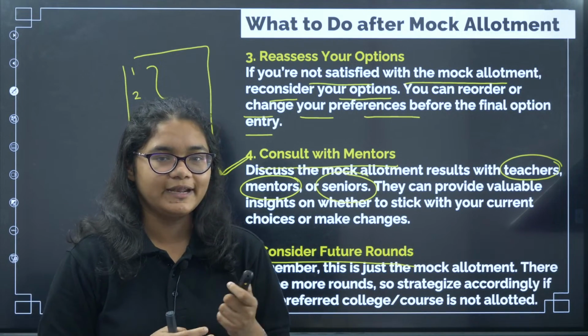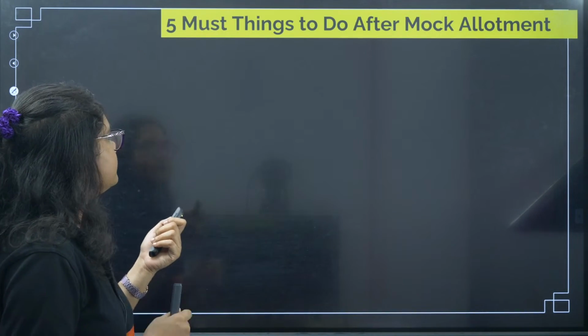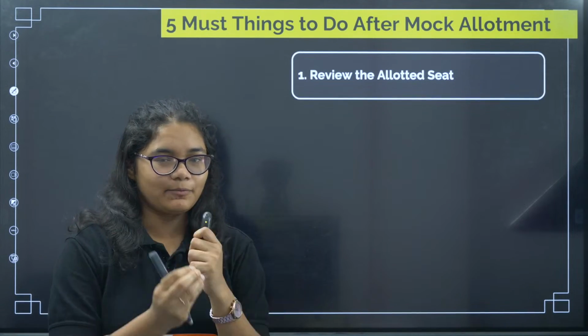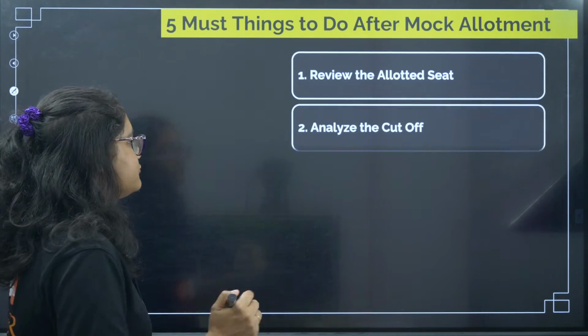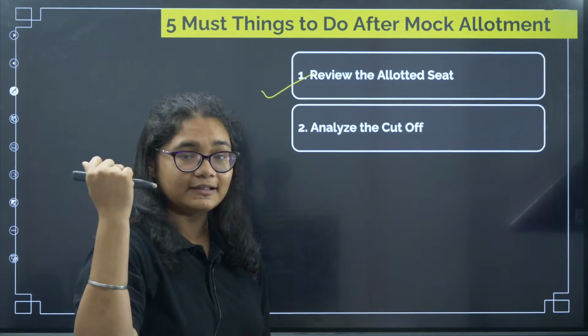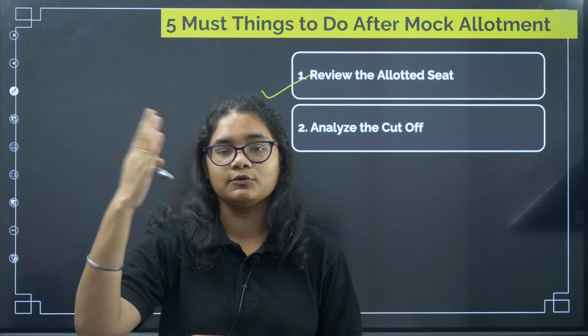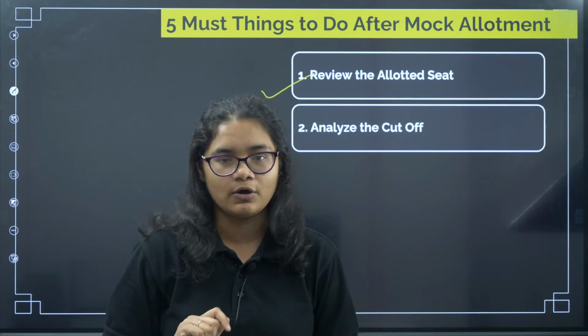Okay, now coming to, we can summarize the 5 most important things to do in a brief way. So first, you have to review the allotted seat and decide whether you are satisfied or not, and whether you want to make any changes in the option entry or not.